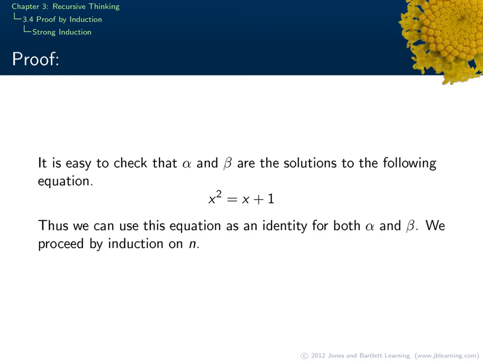Okay, before we get on to the induction proof of this fact, we're going to observe that alpha is 1 plus the root of 5 over 2, and beta is 1 minus the root of 5 over 2. You can check that alpha and beta are the roots of this quadratic equation, x squared equals x plus 1. So this equation will provide an identity for both alpha and beta. Alpha squared will equal alpha plus 1, and so too beta squared will be equal to beta plus 1.